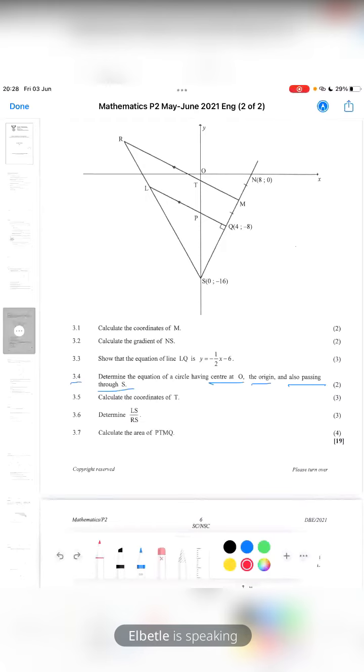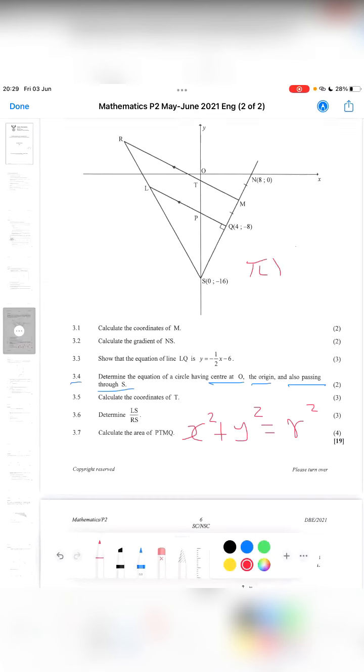Is it pi r squared or something? I think it's x squared plus y squared equals r squared. Someone is saying x squared plus y squared is equal to r squared. Wait, let's check this one. Pi r squared, no, this one is the area, and not the equation of a circle. Okay, it's fine.